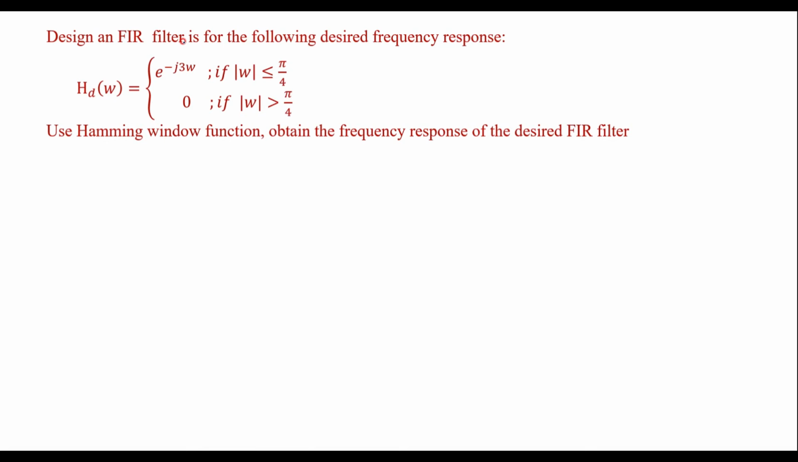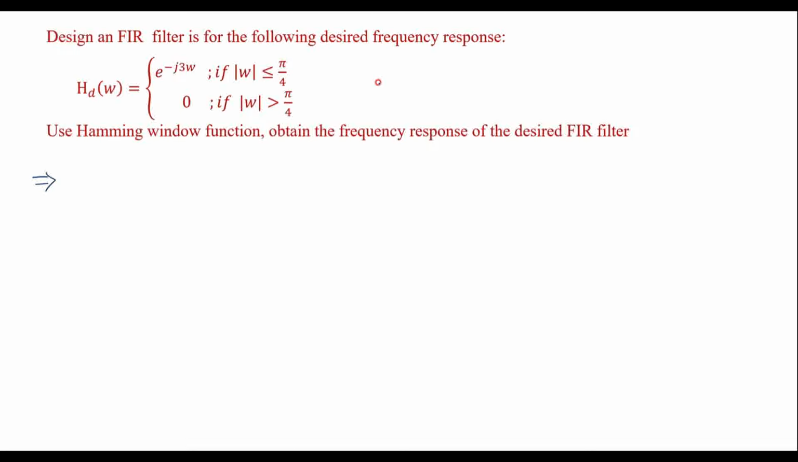In this video, we'll consider one example on design of FIR filter. Design an FIR filter for the following desired frequency response. H of omega is equal to e power minus j3 omega if omega is less than or equal to pi by 4 and its value is 0 elsewhere. Use Hamming window function, obtain the frequency response of the desired FIR filter.